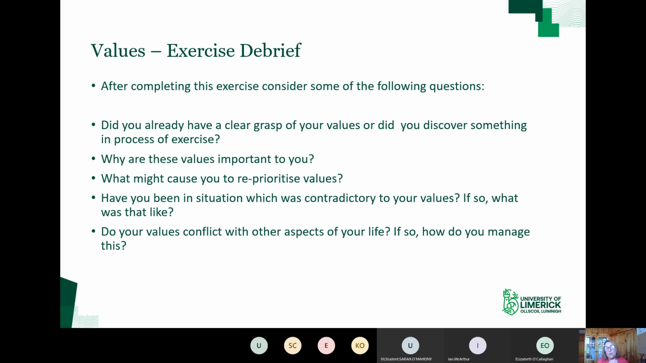And do any of your current values conflict with other aspects of your life? So in relation to roles that you've done or that you're interested in, or your study or friendships, and how do you manage this? What do you do in terms of dealing with these conflicts and these potential conflicts? So we might have a chat about those questions in a moment, and if you've any questions on them, we can explore them.